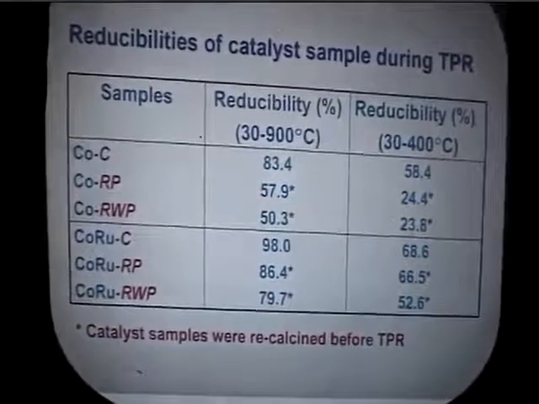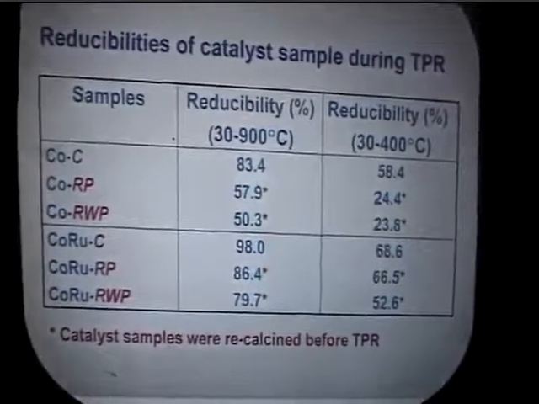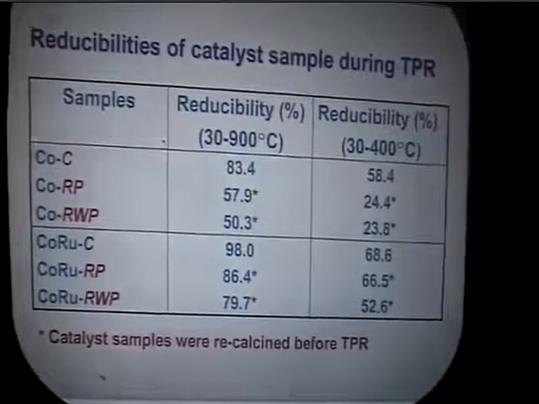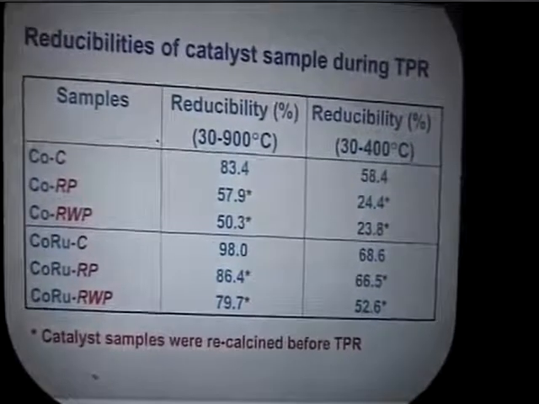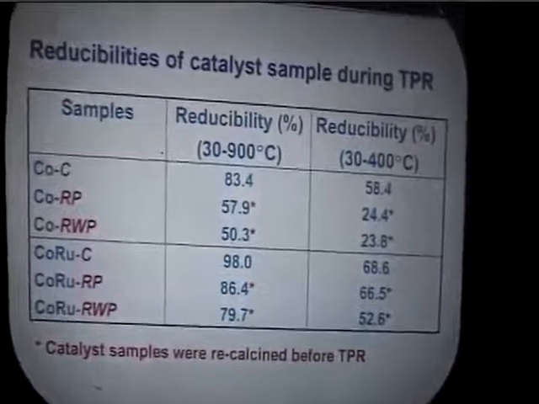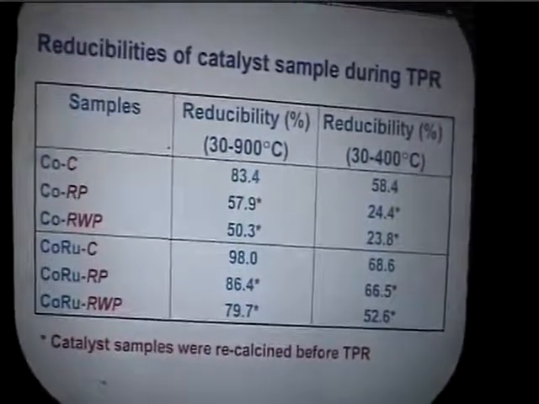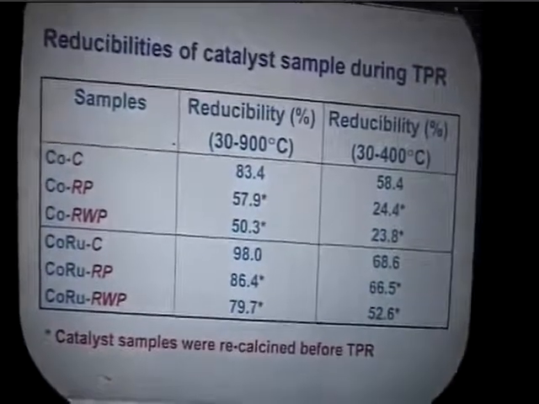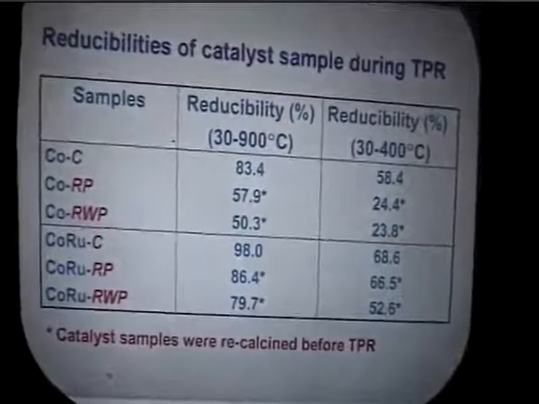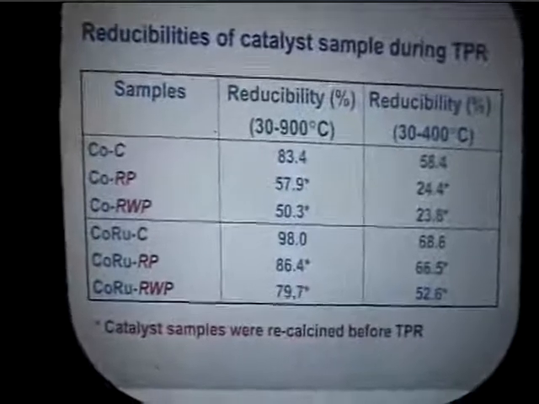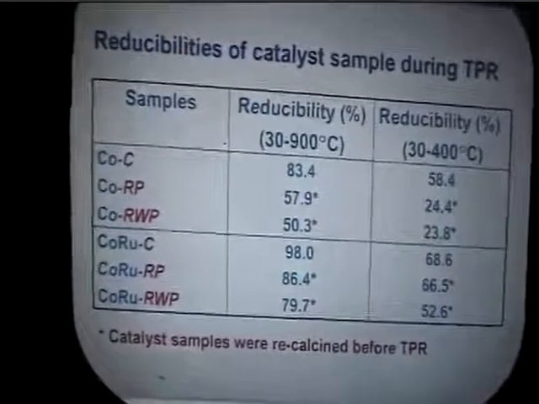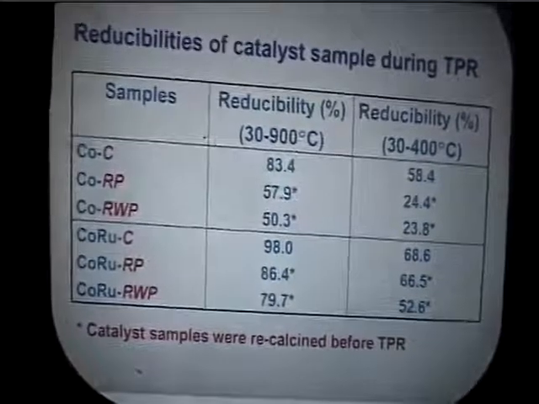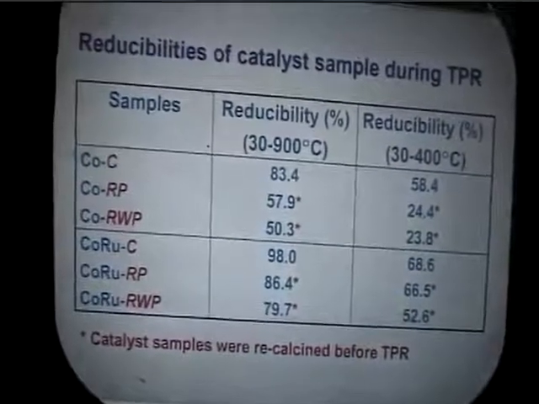And these are the reducibility of the catalyst sample during TPR after various pretreatment conditions. This is the reducibility of the catalyst during TPR at 30 degrees Celsius to 900 degrees Celsius. And this is the reducibility of the catalyst sample at 30 degrees Celsius to 400 degrees Celsius, which is comparable to the reducibility of the catalyst during standard reduction. We can see that the reducibility of the catalyst sample decreases with the additional water vapor during reduction and increases with ruthenium promotion.